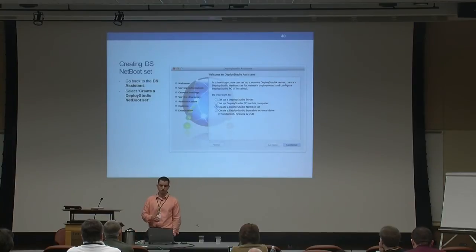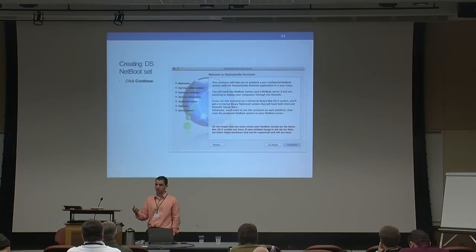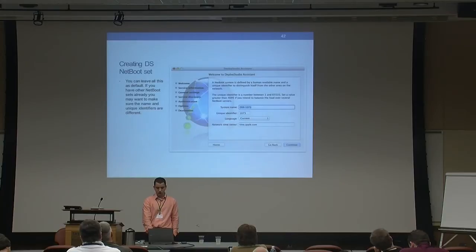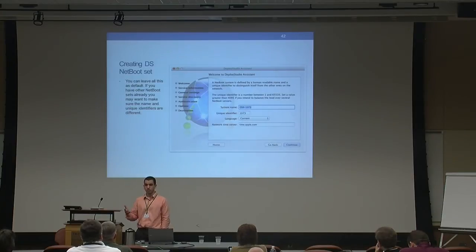So the next part, after you set up the DeployStudio server, you're going to go to the DeployStudio Setup Assistant. If you already ran the first part, it'll just take you back to the home screen here. You select the Create DeployStudio NetBoot Set option and click Continue. Here it just tells you what's going to happen in the next few steps, so click Continue. You can leave all this information here for the NetBoot set as it is. But if you have other NetBoot sets on your server already, you might want to make sure that it doesn't conflict with that. Otherwise, you might run into issues.